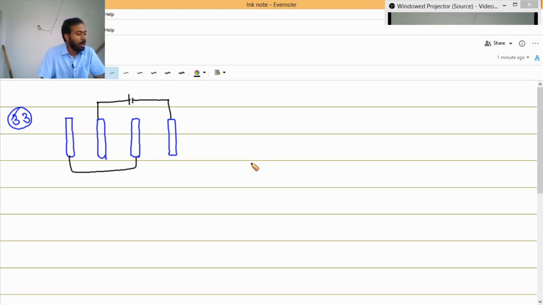So what is asked is the charge supplied by the battery to each of the plates. So we have to evaluate the value of charge which is supplied by the battery over each one of the plates.